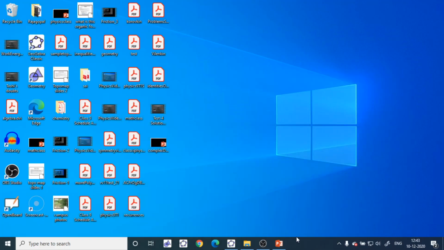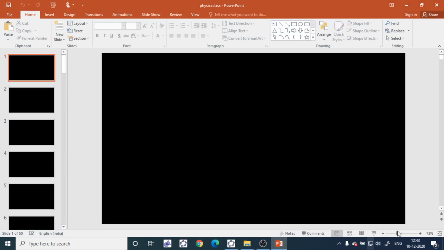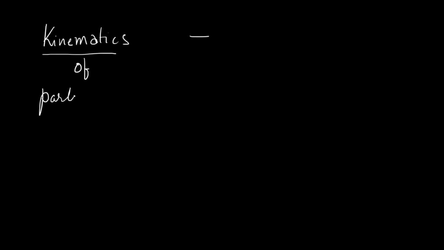Alright, so let's start with this topic of rotational kinematics. Just this chapter will help us to go back to day one when we talked about something called kinematics. After that we did kinematics of particles. After that we did something called dynamics of particles.